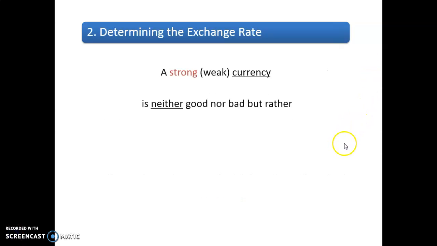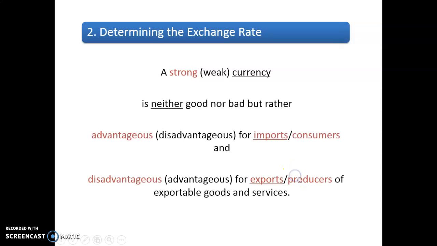We talked earlier about when currencies appreciate or depreciate and what that does for imports and exports. A strong or weak currency is neither good nor bad, but rather it's advantageous for imports and consumers, and disadvantageous for exports, producers of exportable goods. So it's a good news, bad news situation with currencies.